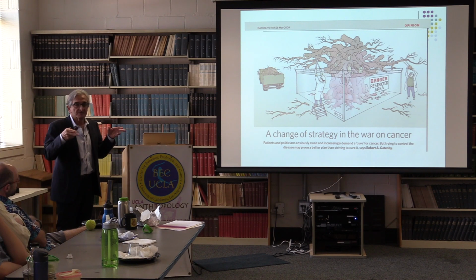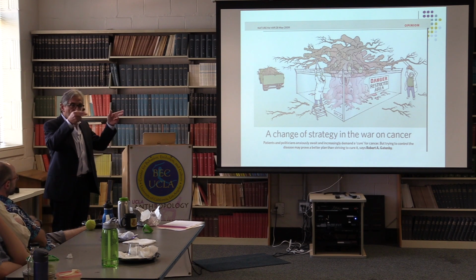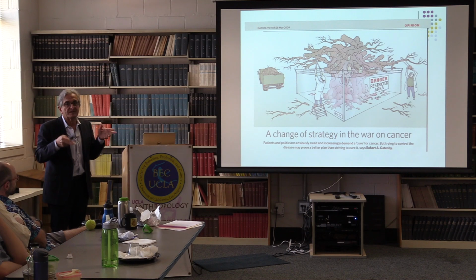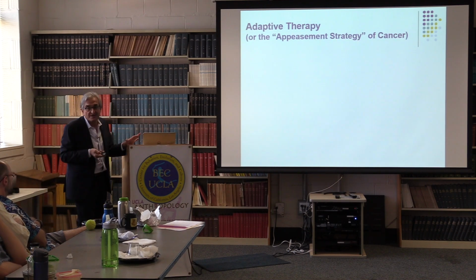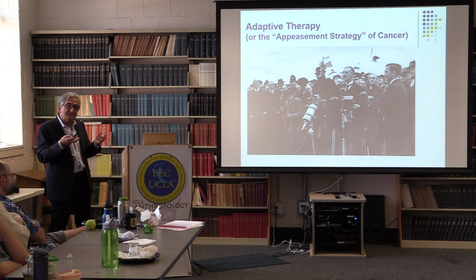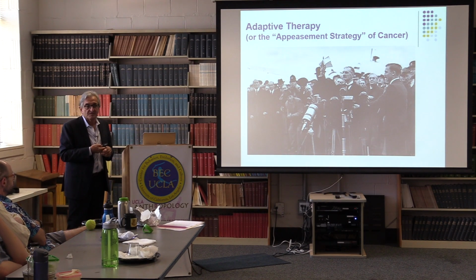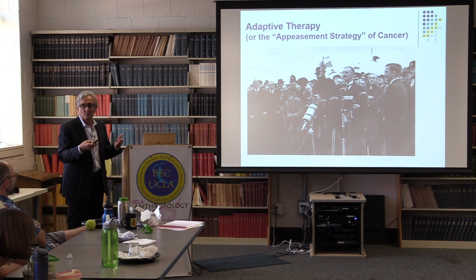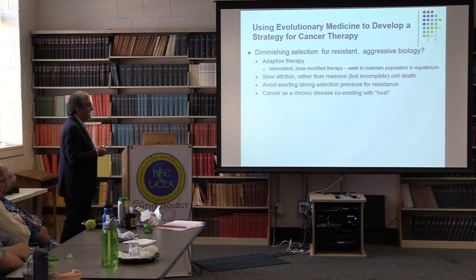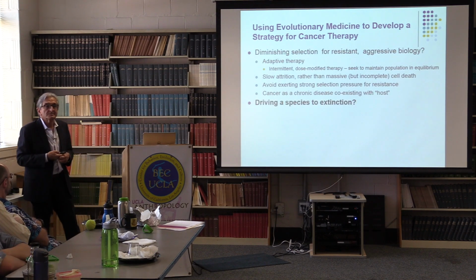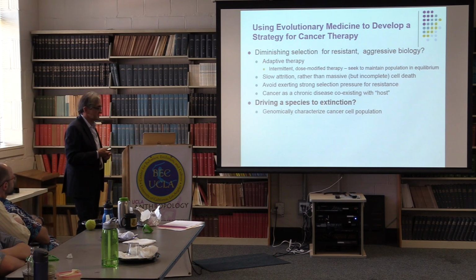This is a pruning strategy. You're simply pruning the branches off the tree, but you're not getting the root out. And I like to call this an appeasement strategy. And we all know that appeasement doesn't end well. This is not going to lead to cure of this patient. It may prolong their time on less toxic therapy, but ultimately the cancer will win. So why not be more ambitious? Why not try to drive the species to extinction?